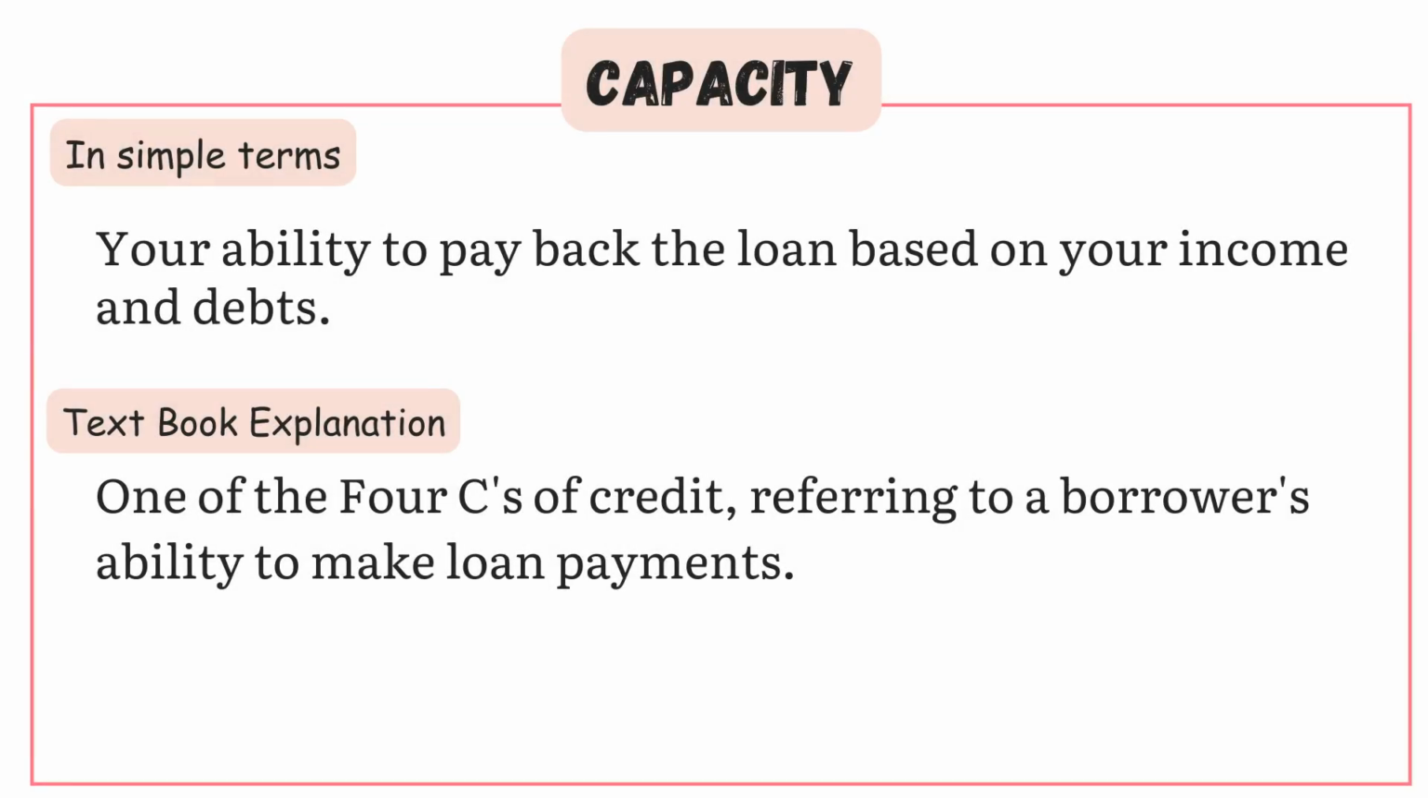Capacity. In simple terms, it is your ability to pay back the loan based on your income and debts. As per textbook definition, capacity is one of the 4 C's of credit, referring to a borrower's ability to make loan payments.